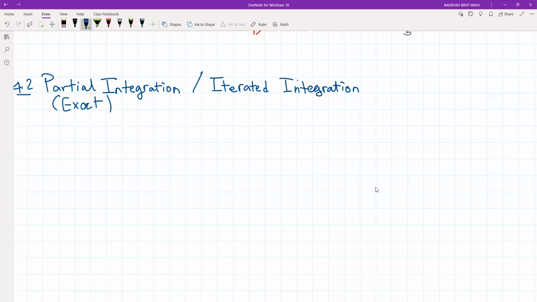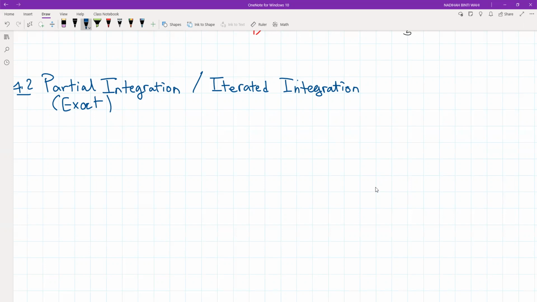Okay, contoh kalau ada x kuasa 2y, differentiate with respect to y, with respect to x, it will be 2xy. Sebab apa? Sebab yang y itu you keep it as constant. Same thing for partial integration. For iterated integration, same thing as partial integration.